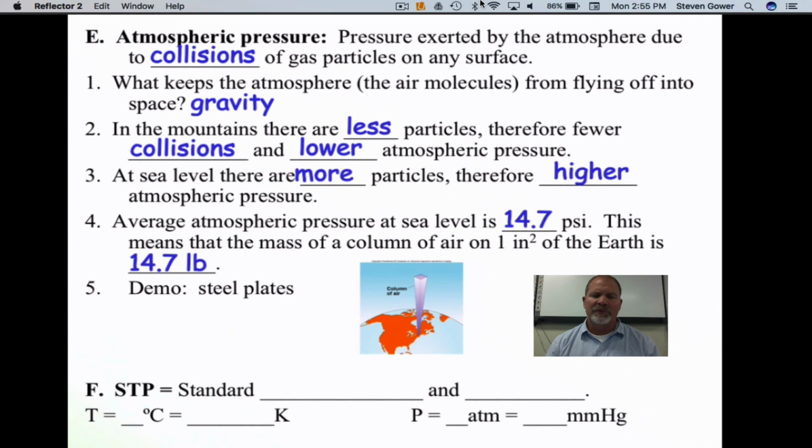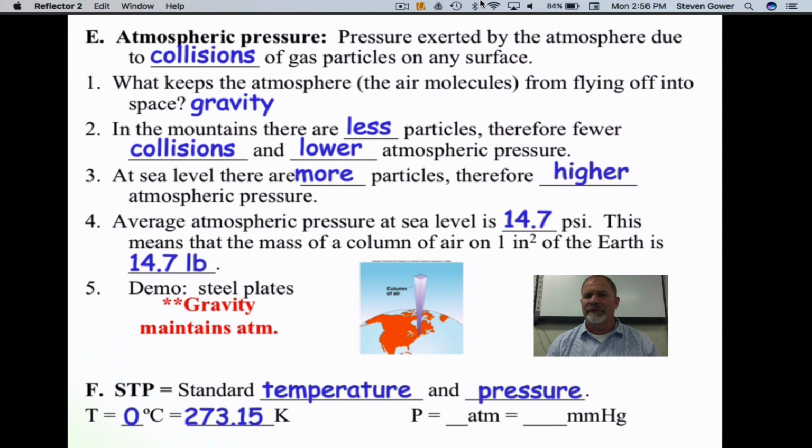At sea level, it's important to understand that we have 14.7 pounds per square inch. We always realize the impact of that and how strong the atmospheric pressure is. Also remember that STP stands for standard temperature and pressure. In temperature terms, it's 0 degrees Celsius or 273.15 Kelvin. In pressure terms, it's 1 ATM or its equivalent, 760 millimeters of mercury.